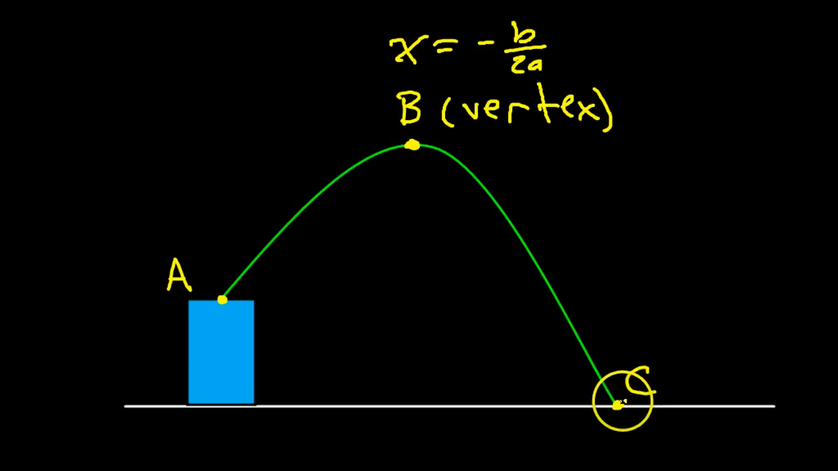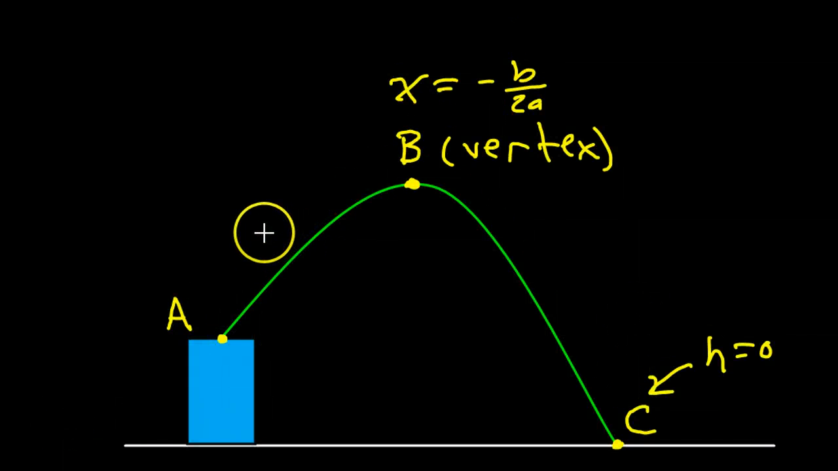If they're asking us to find point C, that's when they'll say something about the ground. How long will it take for the object to hit the ground, or something like that. If they ask us that, then that just means that the height is 0. So we'll just plug in 0 for the height and solve using the quadratic formula. These are the two main things that we get asked.